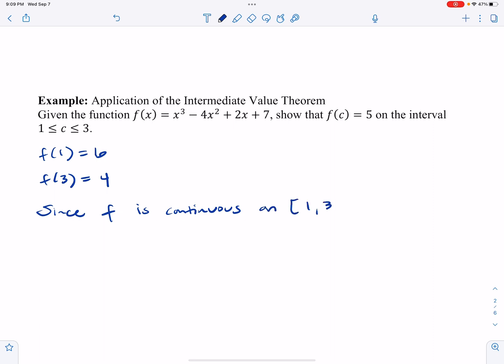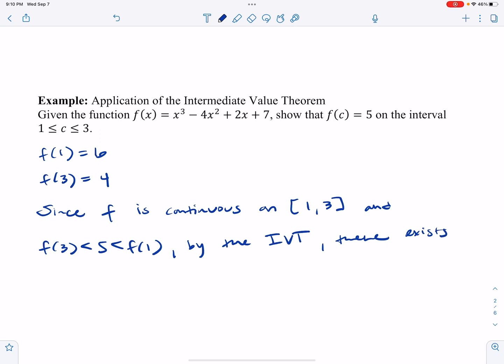We don't have to do any extra work to show that. We know it. On 1 to 3, the interval from 1 to 3, and f of 3 is less than 5, and 5 is less than f of 1, right? 5 lies between those two function values. By the intermediate value theorem, there exists a value c. I'm going to restate that inequality.